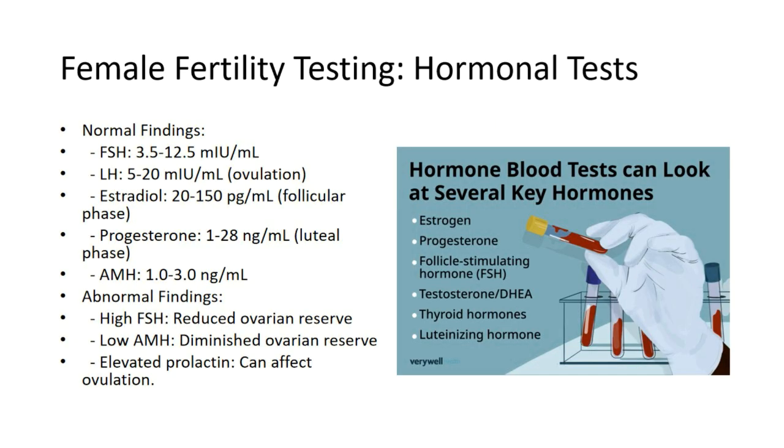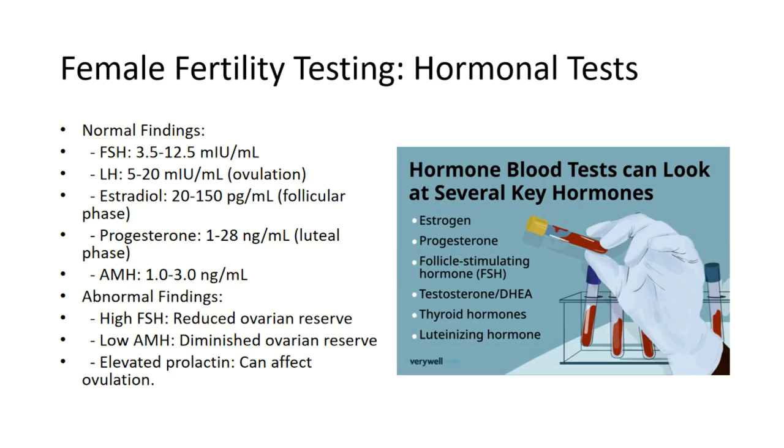2. Female fertility testing. Interpretation of results. Female fertility testing often involves hormonal evaluations, ovarian reserve testing, tubal patency testing, and uterine health assessments. Here's how to interpret normal and abnormal findings from these diagnostic tests. Hormonal tests for female fertility. Common hormones tested include FSH, LH, estradiol, progesterone, AMH, anti-Mullerian hormone, and prolactin.